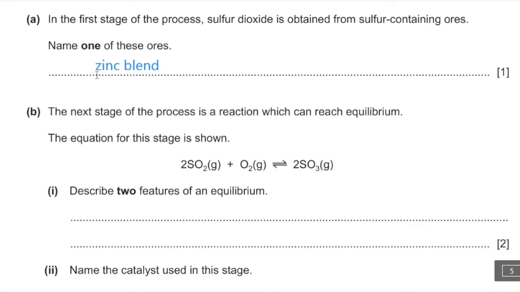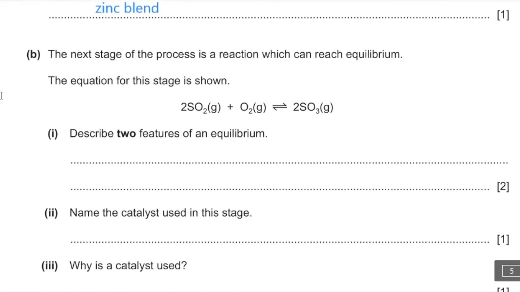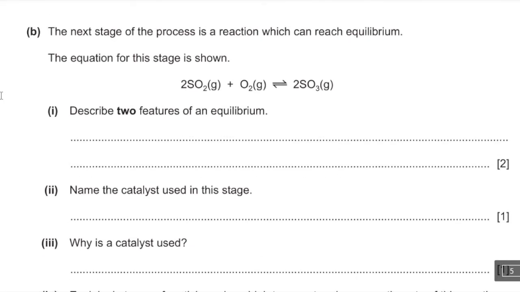B. The next stage of the process is a reaction which can reach equilibrium. The equation for this stage is shown. 1. Describe two features of an equilibrium. So this equilibrium reaction is always reversible. And the second feature is that the rate of the forward reaction is equal to the rate of the backward reaction.